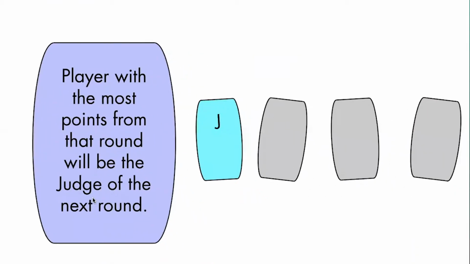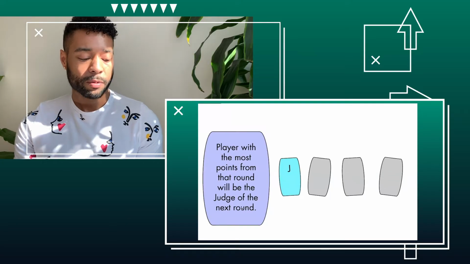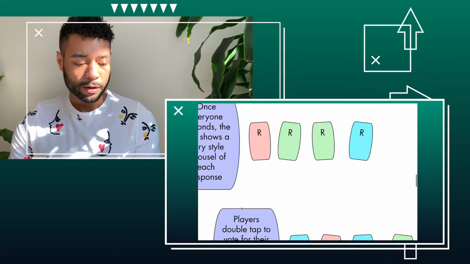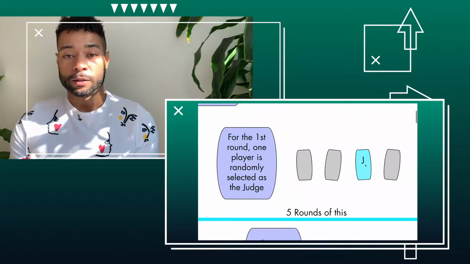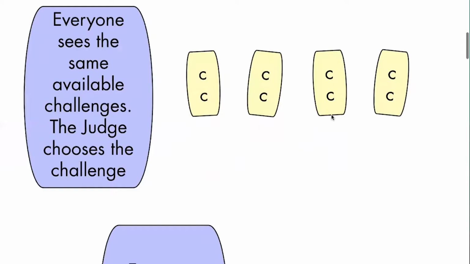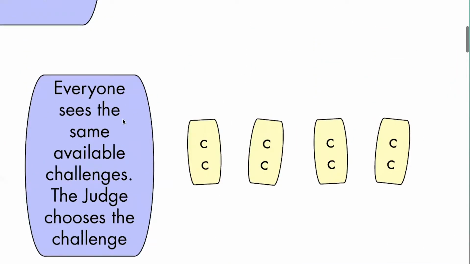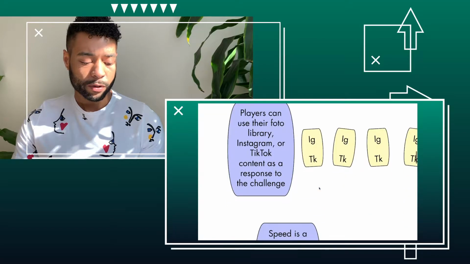The player with the most points from that round is the winner, and the winner gets to be the judge of the next round, right? And the benefit of being the judge is you get to choose the challenge that everyone's going to compete against, right? We saw that at the beginning here. So in the first round, the judge is chosen randomly because nobody has won yet. And then the winner of the round gets to be the judge. The judge gets to choose out of the available challenges that are displayed here. What challenges are we going to compete on?